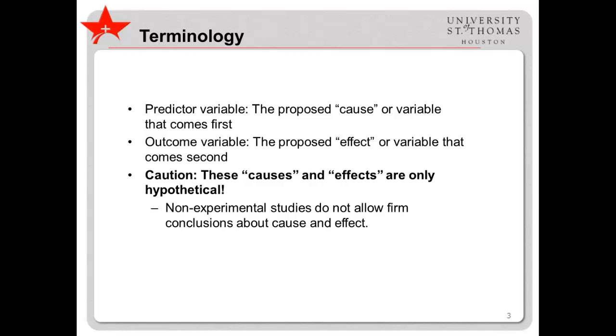However, be very cautious in the words you choose to describe predictor and outcome variables, as these causes and effects are only hypothetical. Non-experimental studies do not allow firm conclusions about cause and effect. It is more appropriate to say that a predictor is related to or associated with an outcome than to say that the predictor causes or leads to the outcome.